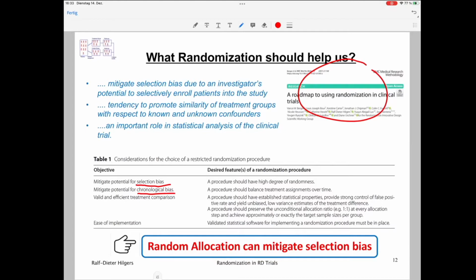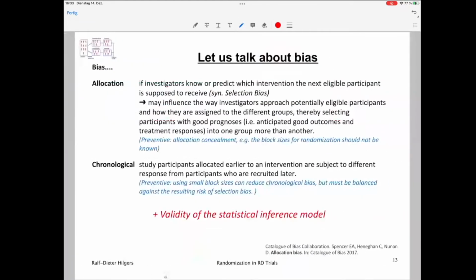should minimize chronological bias. Chronological bias is when you have a time trend in your data and early patients have a worse prognosis and later patients have a better prognosis. We see this in surgery trials, for example, where surgeons have a learning curve. So random allocation can mitigate selection bias. That's the main story.